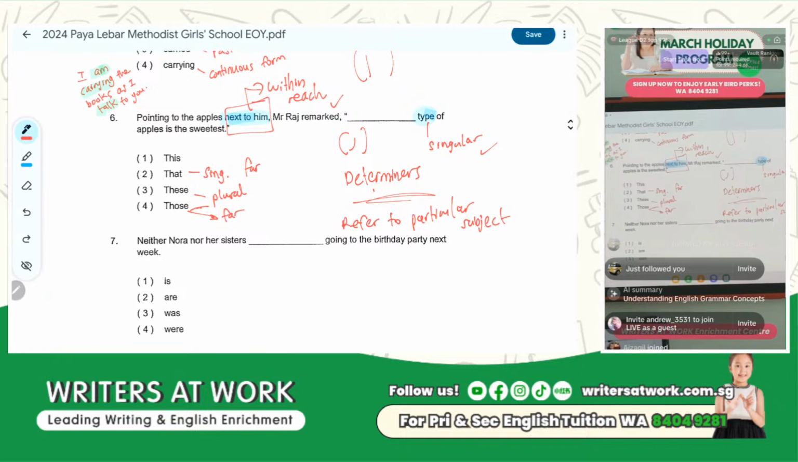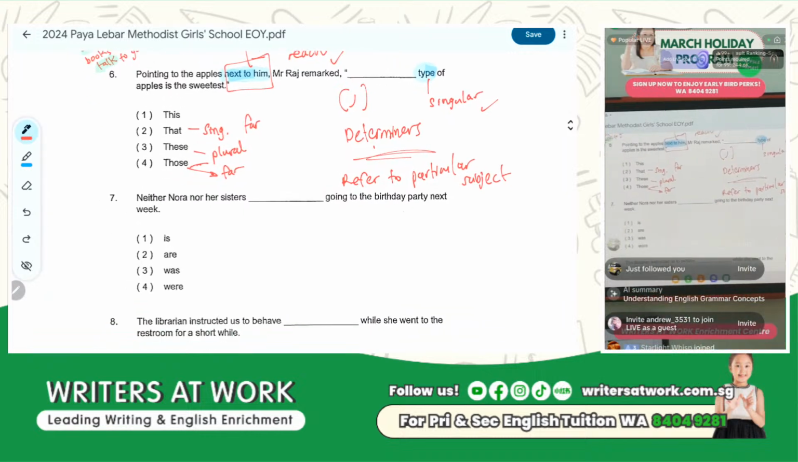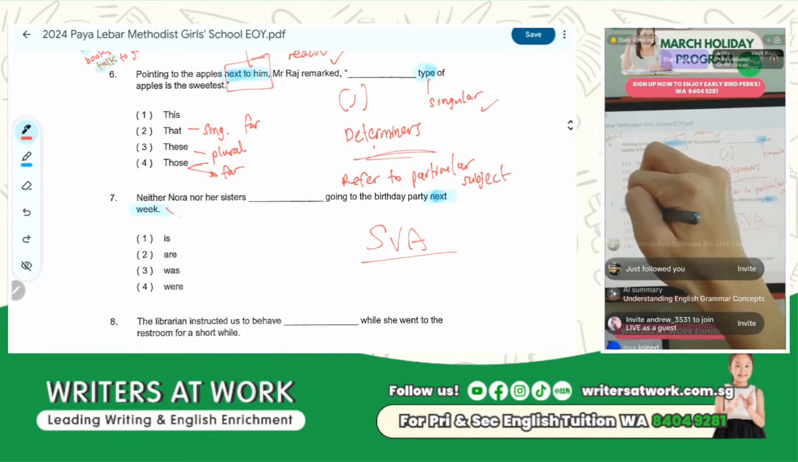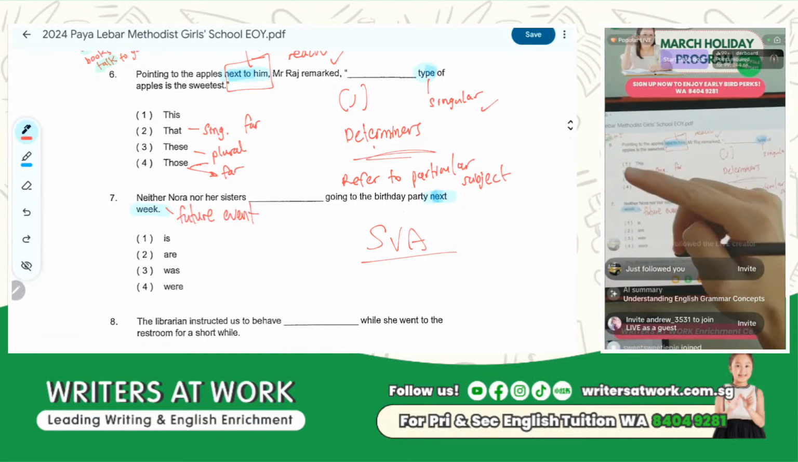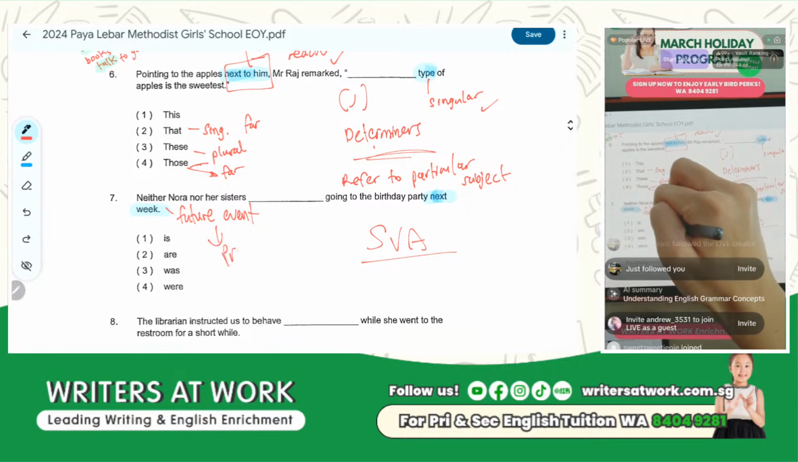Okay, let's move on to question 7 now. Neither Nora nor her sisters dash going to the birthday party next week. Okay, so this is a subject-verb agreement question. Now, first thing we observe, next week. This tells me it is a future event. Therefore, we will always use present tense.